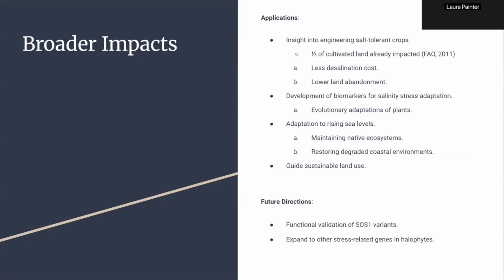For broader impacts, over 1/3 of the world's irrigated land is already impacted by salinity, and projections suggest that by 2050, more than half of all cultivated land could face salinization. So this work helps us to understand how plants adapt to salt, and it has implications for lowering desalinization costs, lower land abandonment, discovering biomarkers for salinity stress adaptations, and adapting to rising sea levels by maintaining native ecosystems and restoring degraded coastal environments.